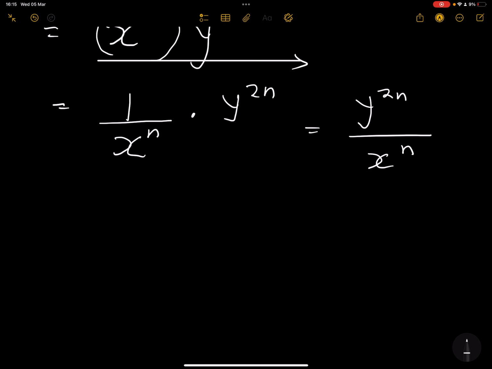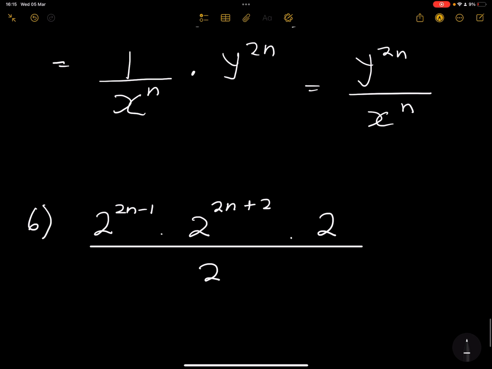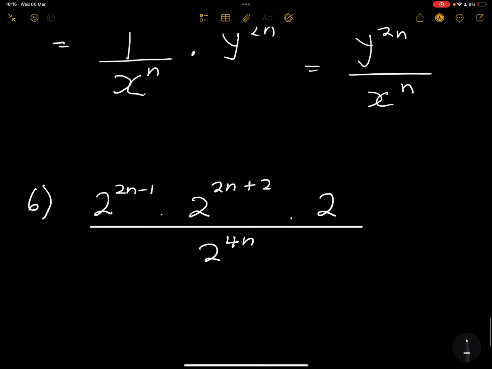Right, so here's what I want you to do for me, grade 11s. I want you to give me an answer. This is the last one, and I want you to give me an answer to it. So I've got 2 to the exponent 2n minus 1, and I've got 2 to the power of 2n plus 2, multiplied by 2, divided by 2 to the exponent of 4n. Please give me an answer to it, okay?